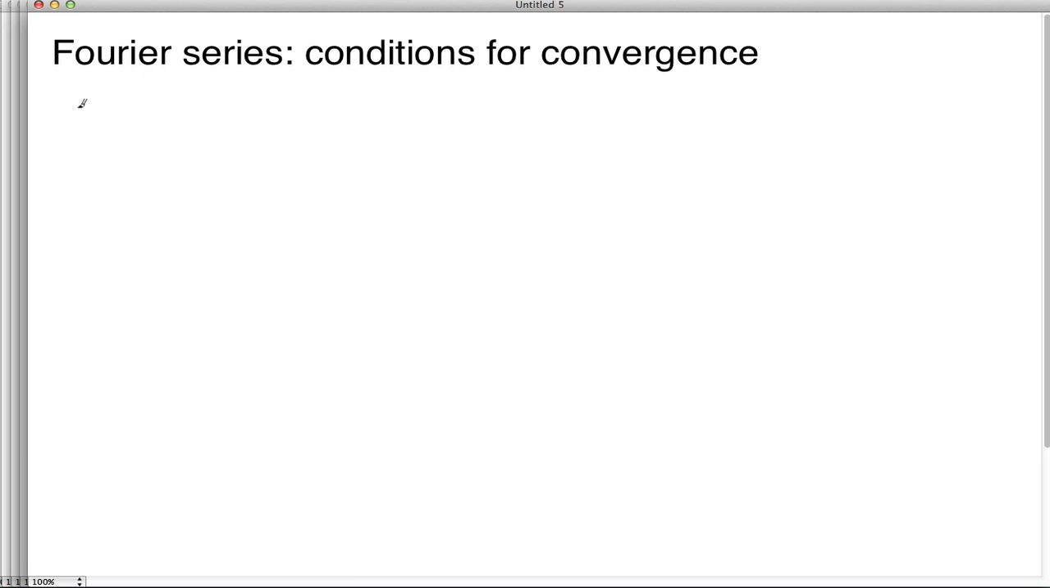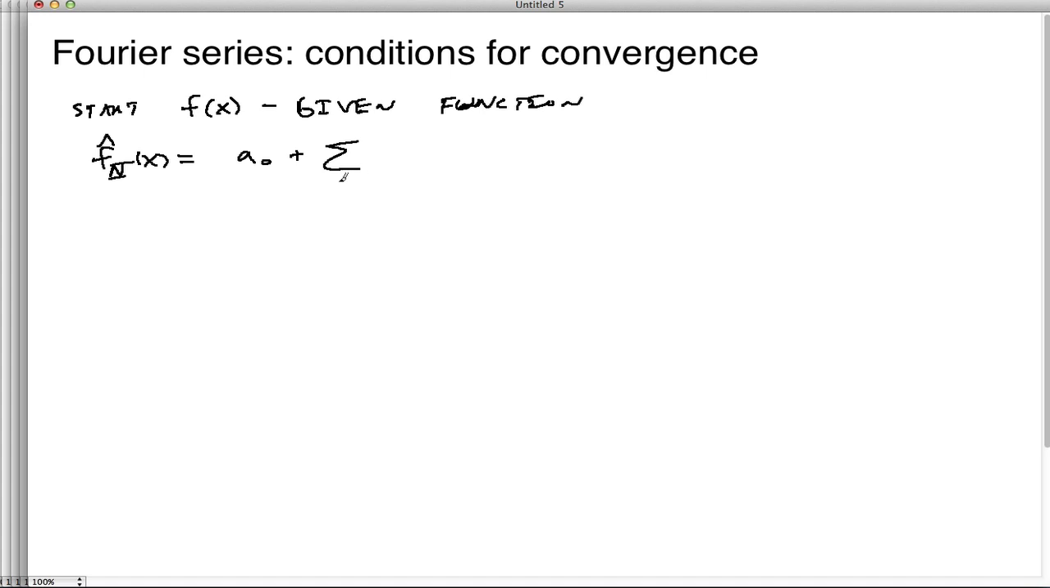We have some function. The goal always for Fourier series is we start with f of x, which is a given function. It could be a variety of types. But we also have this thing called the Fourier series of it, which I'm going to call f hat n of x, which is equal to a0 plus the sum from n equals 1 to capital N of a_n cosine n pi over L x plus b_n sine n pi over L x.